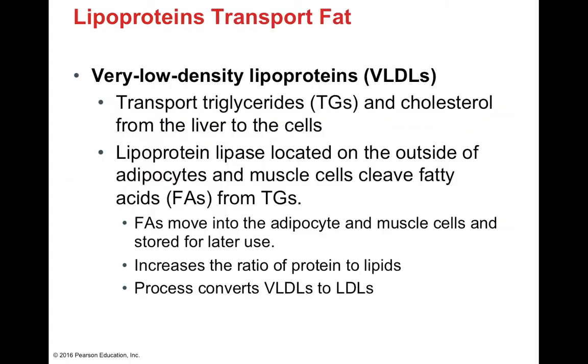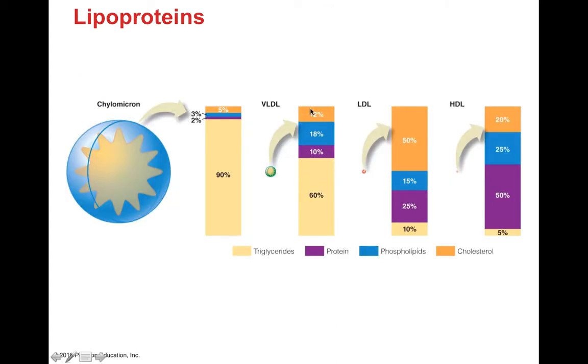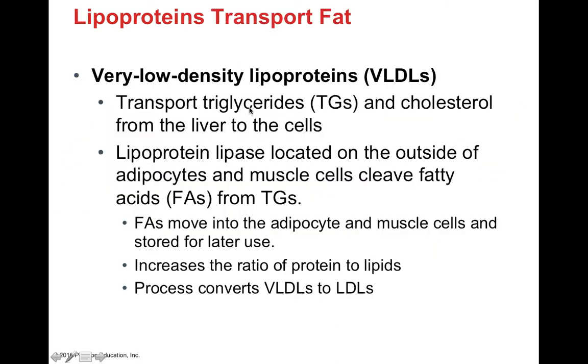All right, so let's talk about how we're transferring from this chylomicron to a VLDL. VLDLs are going to have the role of transporting triglycerides and cholesterol from the liver to the cells. This lipoprotein lipase is found on the outside of adipocytes, or fat cells, and muscle cells as well. Their objective is to cleave the fatty acids off of these triglycerides. The fatty acids move into the adipose cells and muscle cells and are either stored for later use or broken down for energy. That's going to increase the ratio of proteins to lipids because we're losing lipids as we move along.